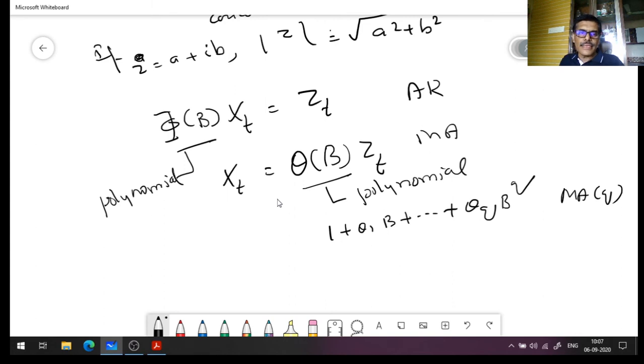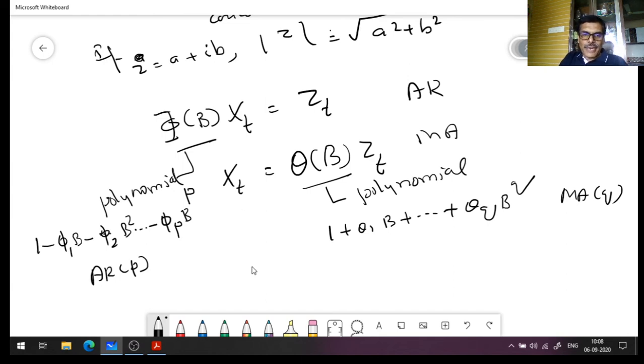This we write as 1 minus phi 1 B minus phi 2 B squared, minus phi p B to the power of p. So this is called AR(p). This is a polynomial of degree p. This is a polynomial of degree q. Of course, in some books you may see a minus here. That doesn't matter, because minus theta 1 you can write as some theta 1 star. So that actually doesn't matter. You have to be consistent with what you are doing.